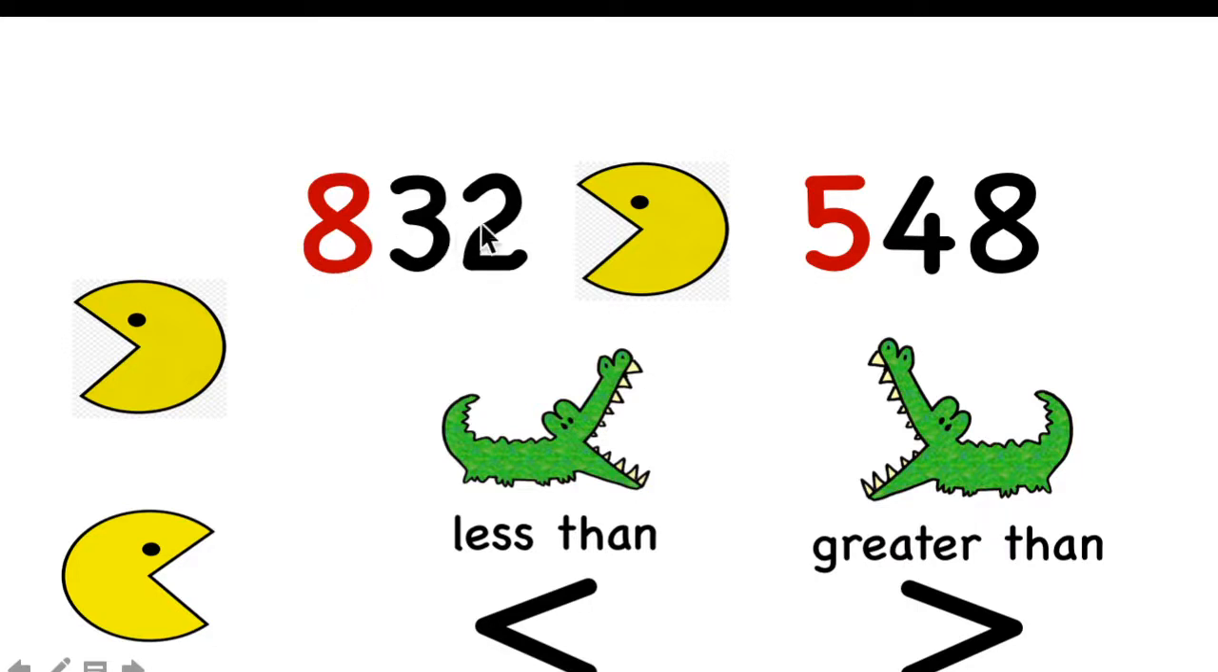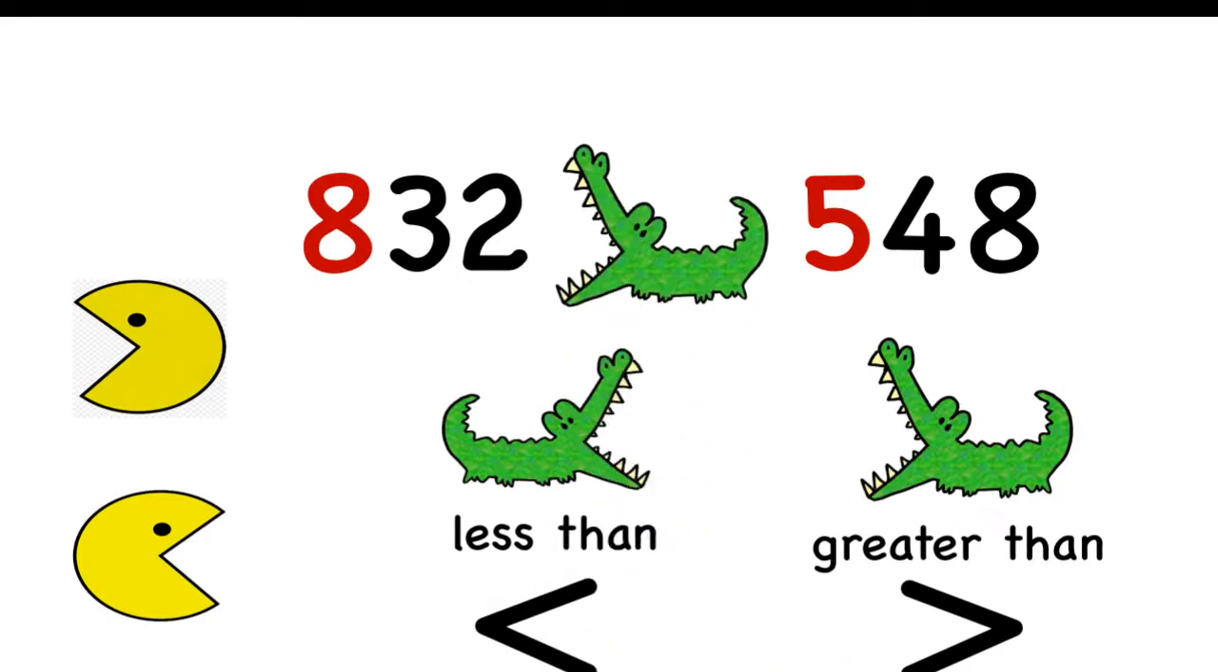We have 832 and 548. Now, 8 is in the hundreds digit and 5 is in the hundreds digit. You will ask yourself, which of these two numbers is the greater number, the bigger number? It is 8. So, my Pac-Man will eat the bigger number. If 8 is the greater number, the whole number on this side is greater. Pac-Man will eat 832. Which crocodile will eat the 832? This crocodile will eat it this way. So which sign will we use? We will use the greater than sign.